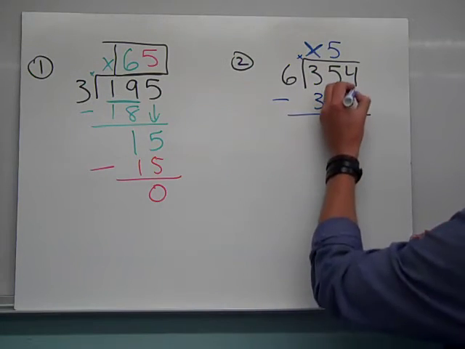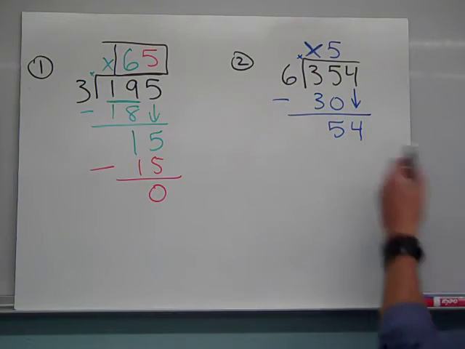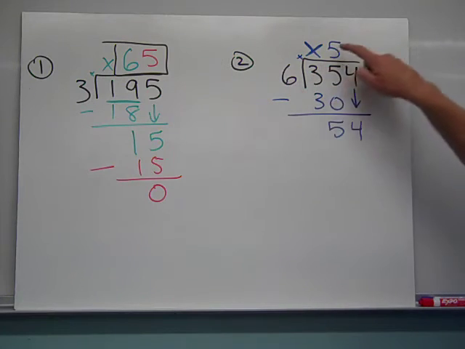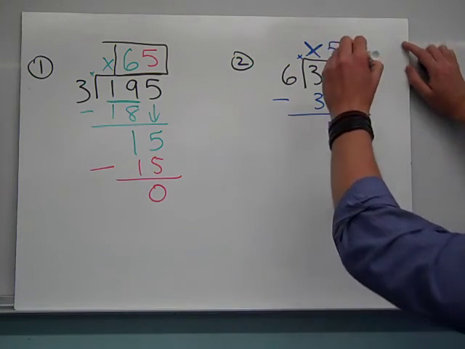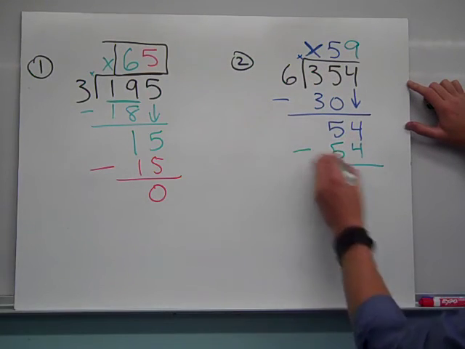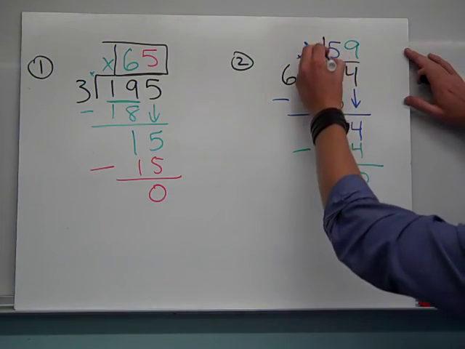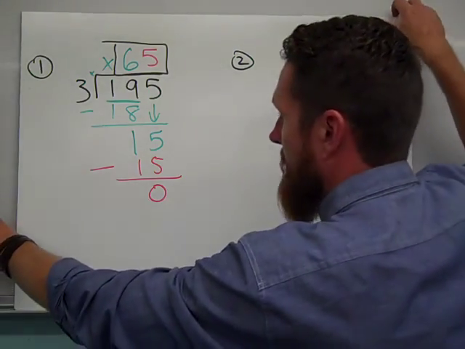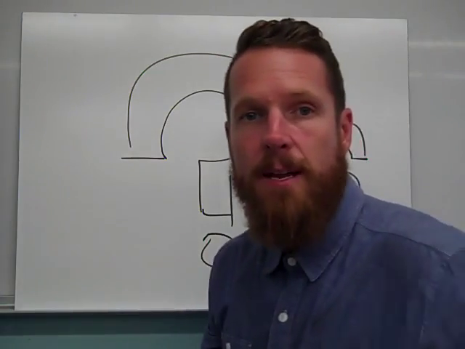Subtract, I get 5. Bring down the 4. Next step, division, 54 divided by 6. So 6 times what number equals 54? 9. 6 times 9 equals 54. Multiply, subtract. There's nothing to bring down. Therefore, my answer is 59. Okay, that's a basic review of division. If you have any questions, write them down and I'll help you in class.